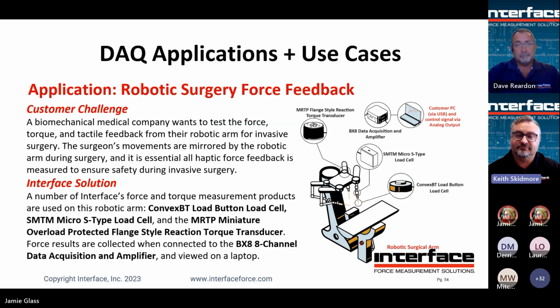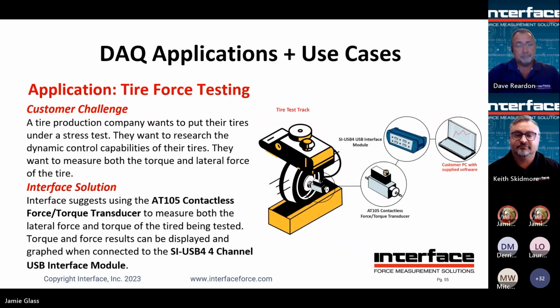Next slide. Tire test. We have sensors that measure two axes. This happens to measure force and torque. Imagine applying torque to a tire as it's rotating on a surface and measuring, say, side forces as you're kind of pushing and pulling it across the surface laterally. And this could be connected to this SI USB 4, which would measure force and torque and display the results on the PC.